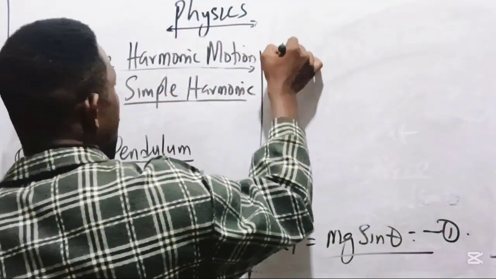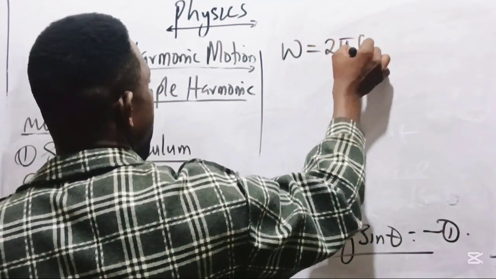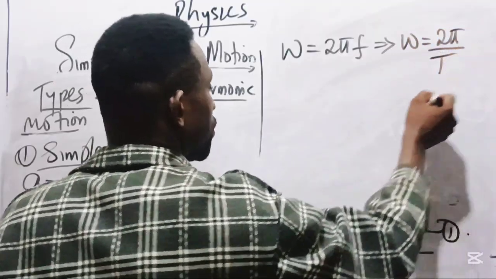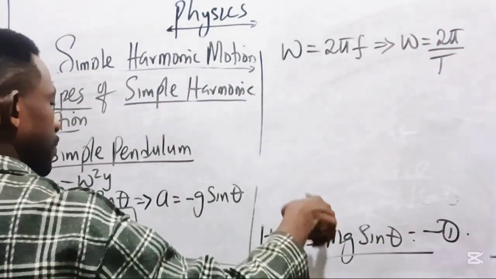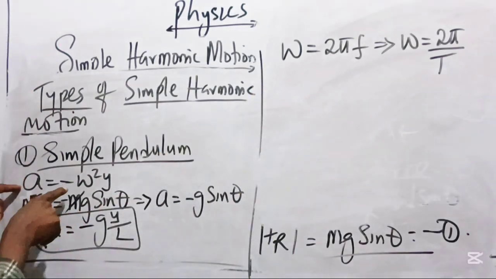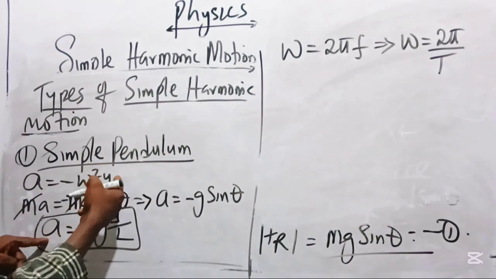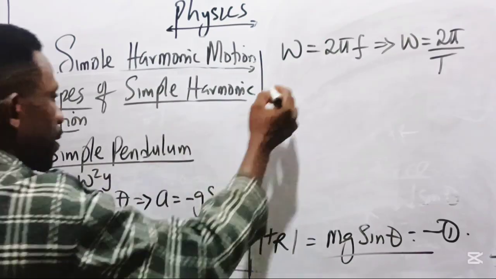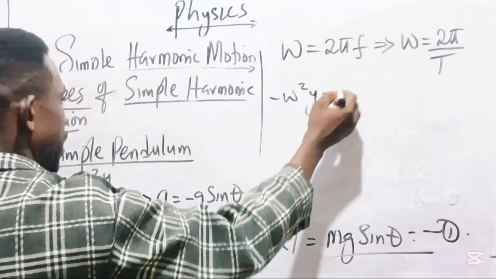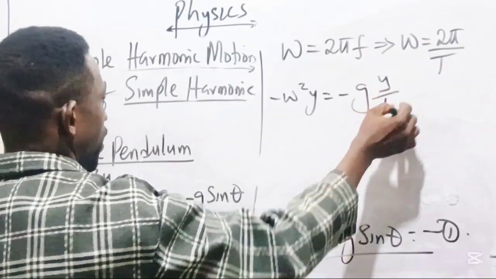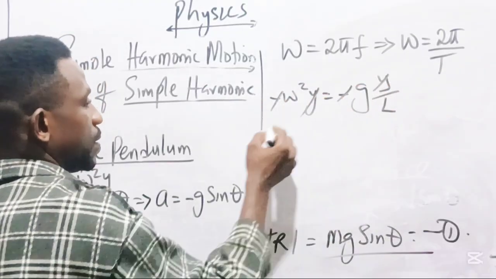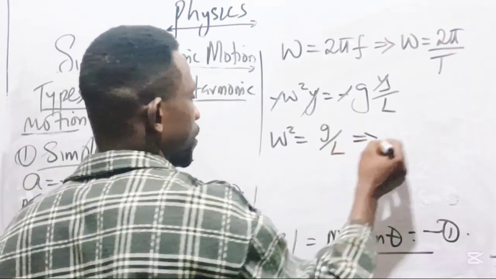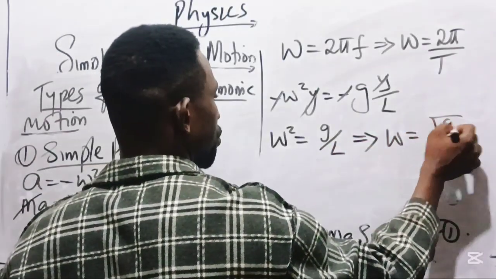The angular velocity is 2 pi f, which is the same as 2 pi over the period. Now, we can compare a equal to minus w squared y, which is a of simple harmonic motion, with this a of the simple pendulum. If you compare the two, minus w squared y will be equal to minus g y over L, such that the y's cancel out. We have w squared equal to g over L. This implies that w is equal to the square root of g over L.